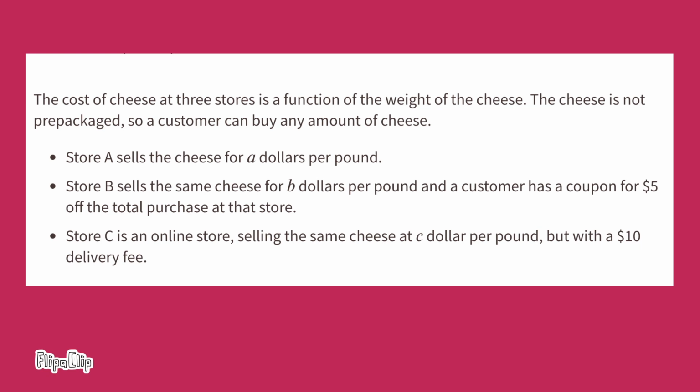Store A sells the cheese for A dollars per pound, but Store B sells the same cheese for B dollars per pound, and a customer has a coupon for $5 off the total price at that store. So that's a coupon that takes $5 off of the price. Store C is an online store selling the same cheese at C dollars per pound, but with a $10 delivery fee. So they're tacking on a $10 fee for every order.